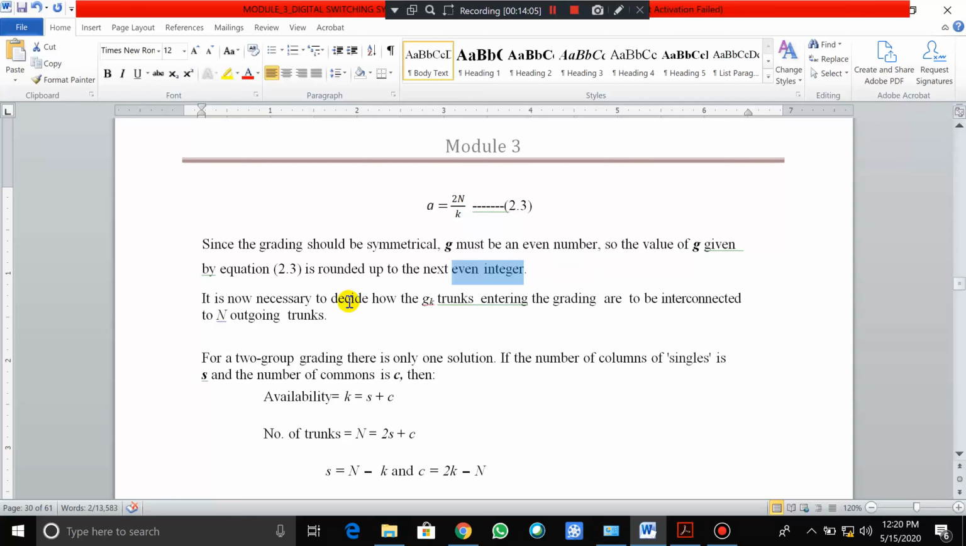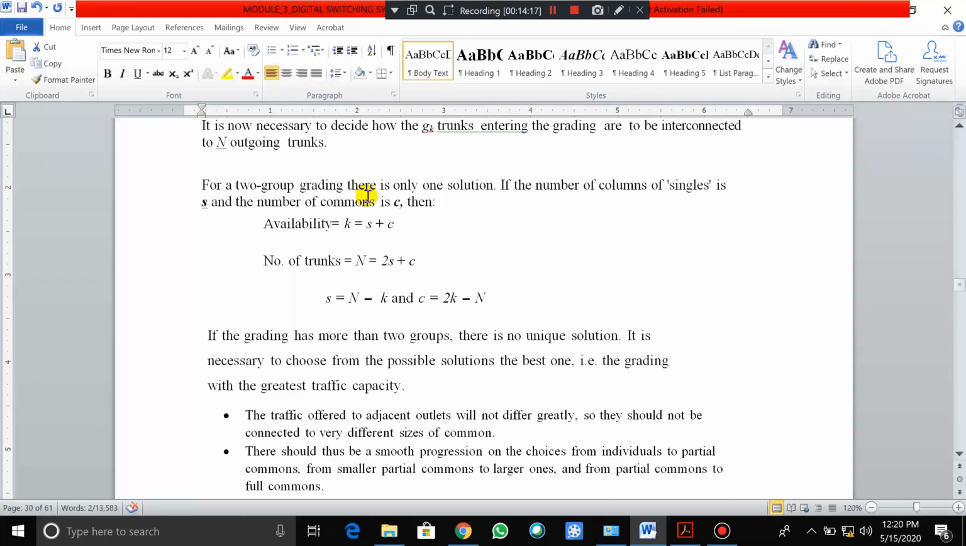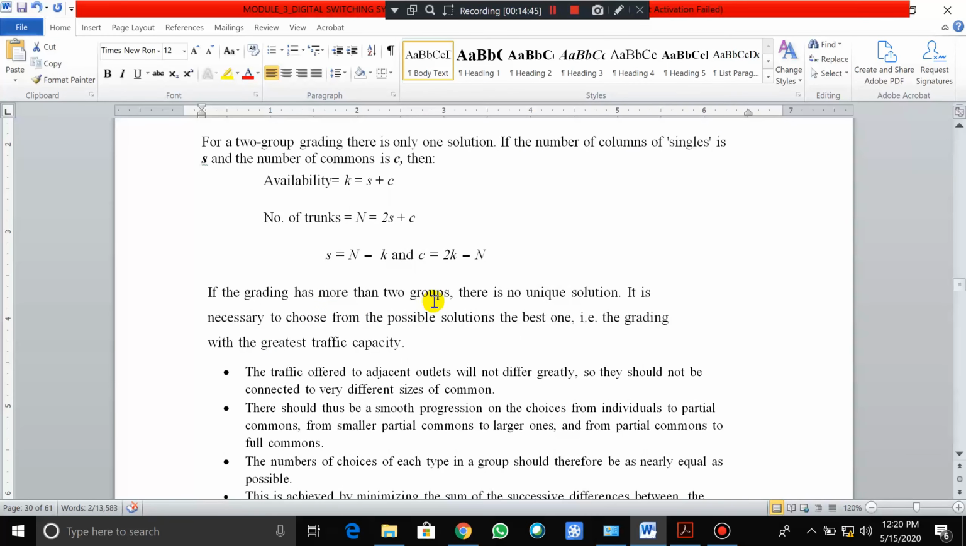It is now necessary to decide how the G times K trunks entering the grading are to be interconnected to the N outgoing trunks. For two groups of grading, there is only one solution. If the number of columns of singles is S and the number of commons is C, then the availability K is equal to S plus C. The number of trunks N is equal to 2S plus C, and S is equal to N minus K, and C is equal to 2K minus N. If the grading has more than two groups, there is no unique solution.